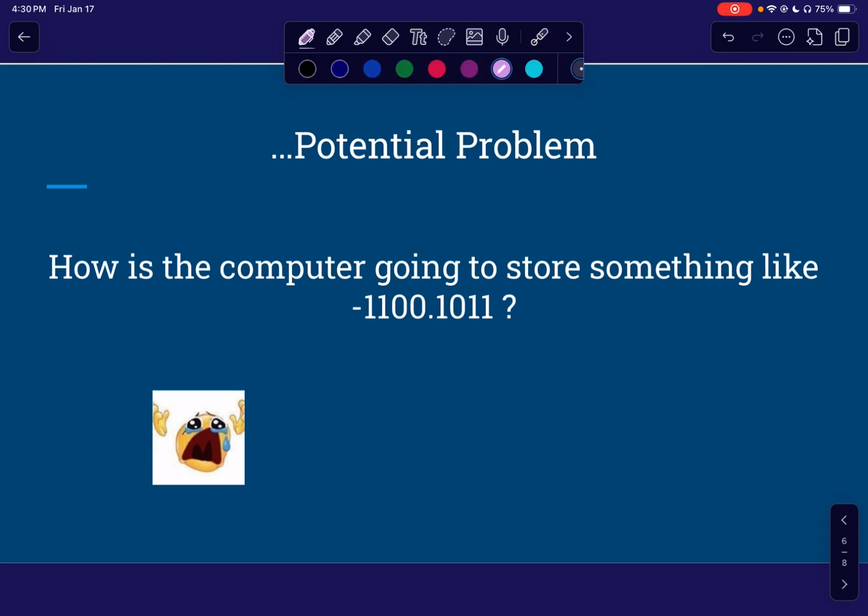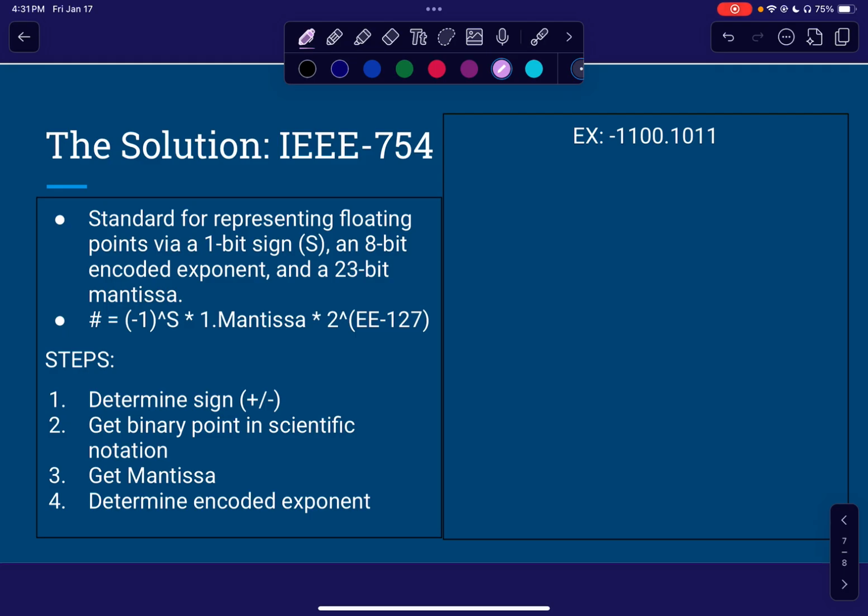So that brings us to the next point, which is the solution, and the point we were trying to get to is the IEEE-754 format. And this is going to be the standard for representing floating points via a 1-bit sign, represented by an S, an 8-bit encoded exponent, represented by EE, and then a 23-bit mantissa. And so the formula that we're going to use is we know our number is going to equal -1 raised to the sign times 1 point mantissa. So this is an understood 1 point.